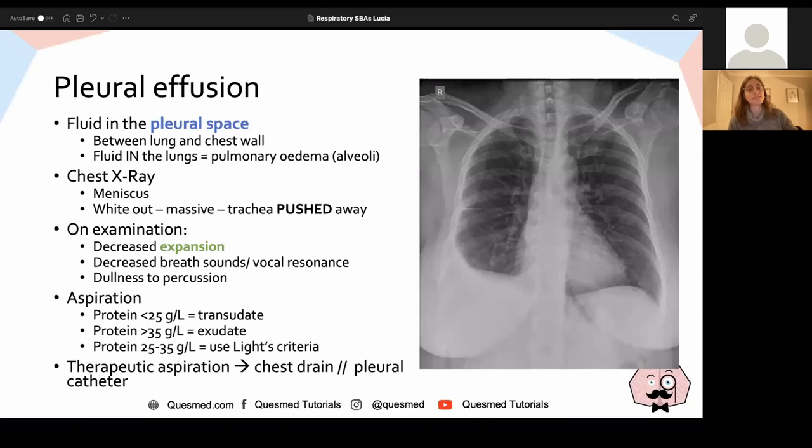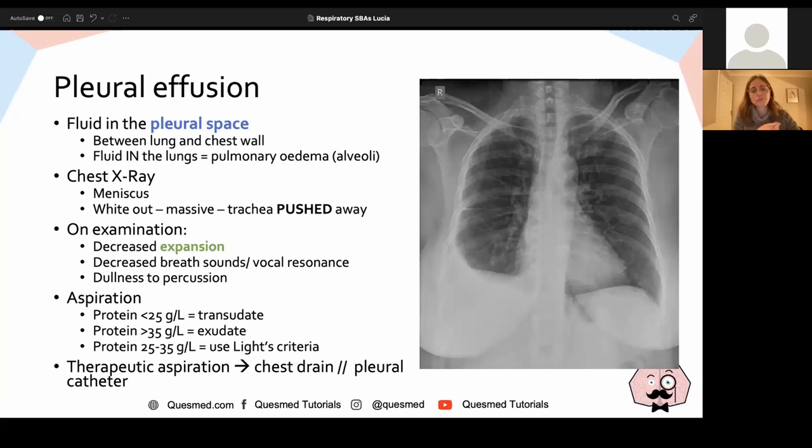And if you have a borderline result, then you can use Light's criteria to decide whether this fits more with transudate or exudate. Now, if the pleural effusion is very large, if the patient is very symptomatic, you would have to do therapeutic aspiration and put in a chest drain.